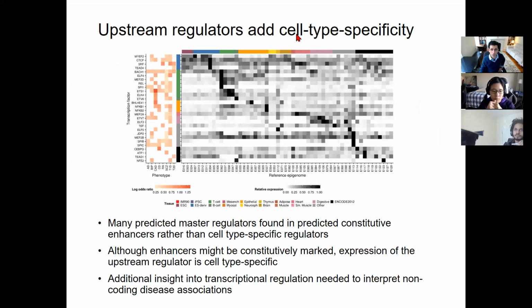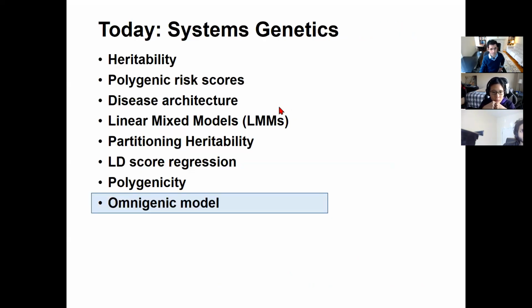And then these upstream regulators can add the cell type specificity. So you can ask, what are the predicted master regulators that are found in predictive constitutive enhancers rather than cell type specific regulators? And then although the enhancers might be constitutively marked, the expression of the upstream regulators is still cell type specific. So that gives us additional insights in the transcriptional regulation needed to interpret non-coding disease associations and start getting at who are the regulators and what are the cell types in which they're acting and what are the traits in which they're acting and how are these traits supported by the specific cell types.